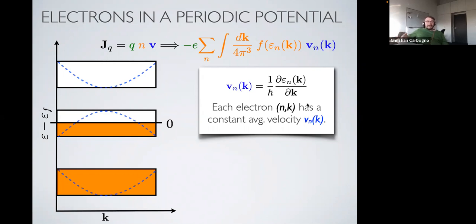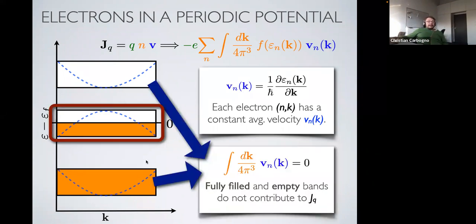Now you know that due to time reversal symmetry, minus k and k have the same electronic band structure. And so also the group velocity changes sign when switching from plus k to minus k. As a corollary, this means that if we have a fully empty or a fully occupied band, this will not contribute to any kind of electronic flux. So the only thing that matters are bands that are partially occupied.